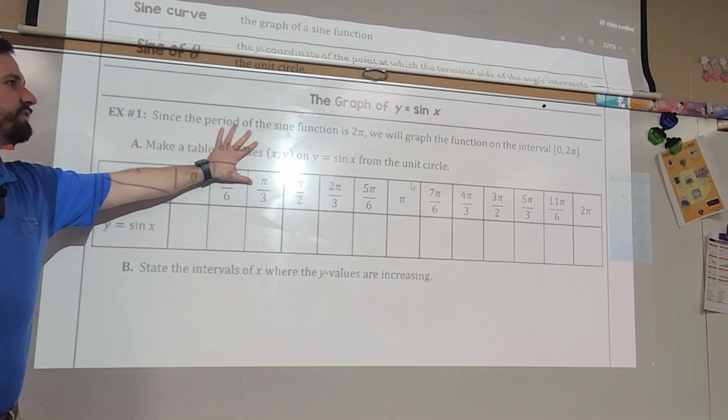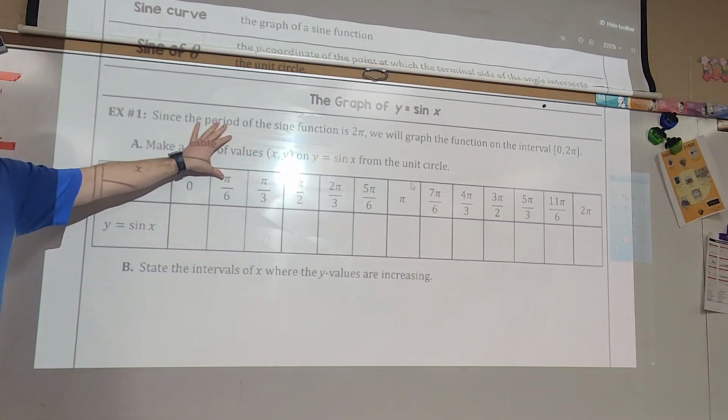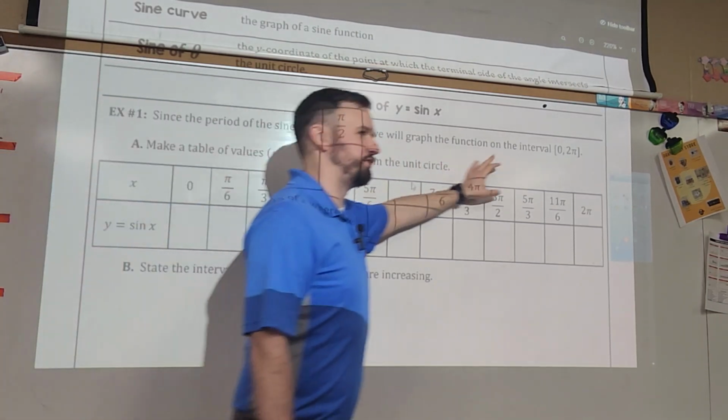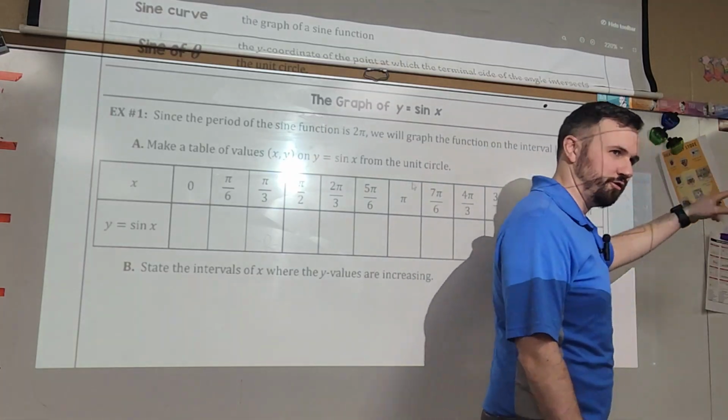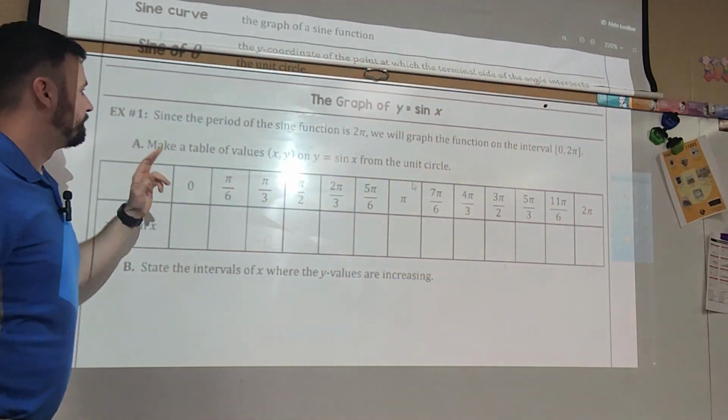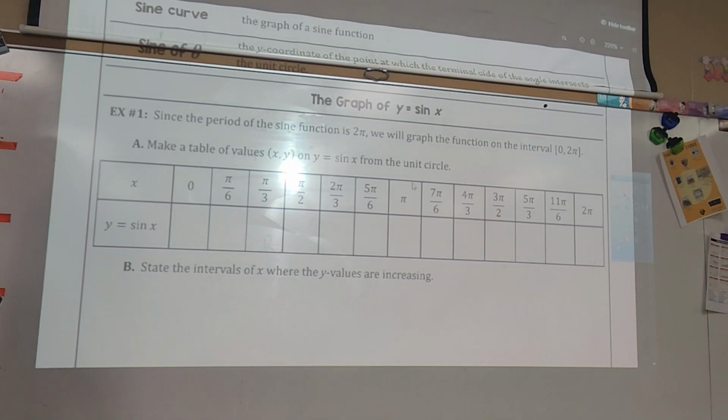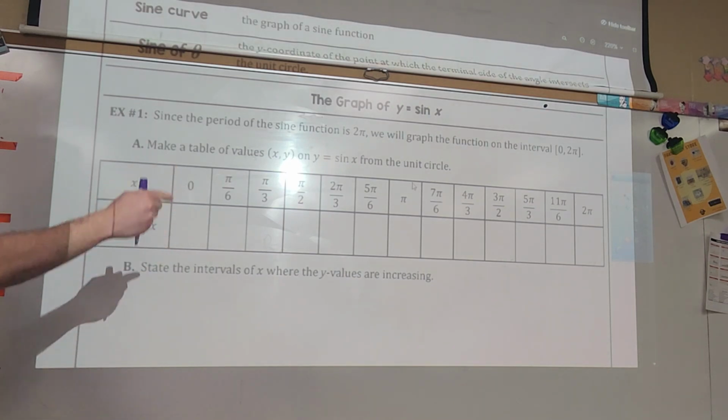So the period of the sine function is 2 pi. We know that because our unit circle is 2 pi. So let's make a table. What are all my y values? I should print out a unit circle for you guys to keep handy. It'll make your life a lot easier. What is sine at 0 on my unit circle?